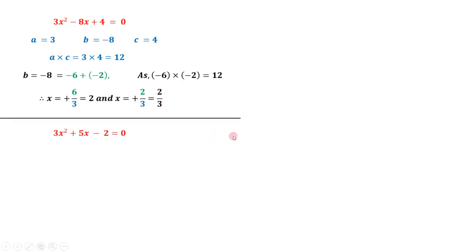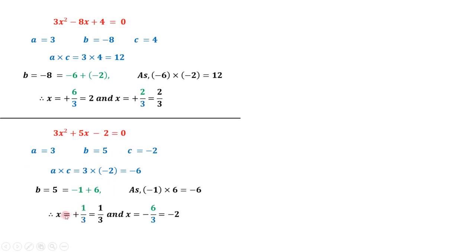Now let's take one more example. 3 times x squared plus 5 times x minus 2 is equal to 0. Again we have a is equal to 3, b is equal to 5, and c is equal to negative 2. Let's multiply a with c. We'll have 3 times negative 2, which gives us negative 6. Now b, which is 5, can be obtained by adding negative 1 to positive 6. We're taking these two numbers because the product of these two numbers is negative 6, which is the same as the product of a and c.